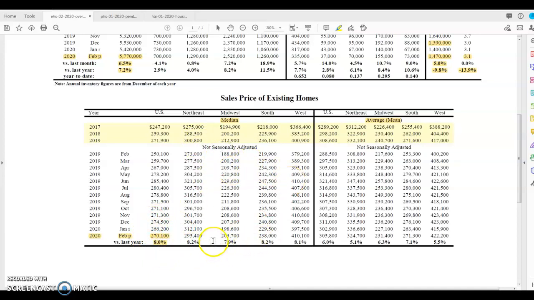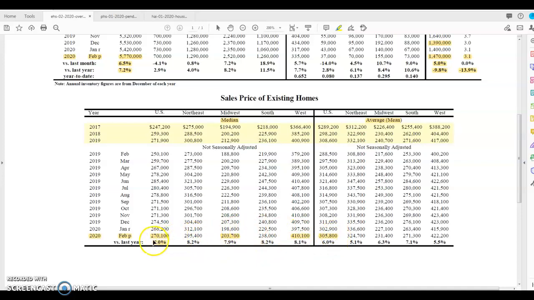Note that the lowest prices are in the Midwest, and not surprising there. And then the highest prices are in the West. Okay? And then if you scroll over here, you have the mean. You can compare the mean to the median. So for example, if we look at the U.S. as a whole, the mean is 305,800 for February, but the median is 270,100.